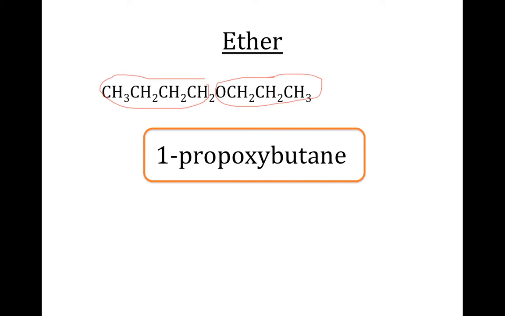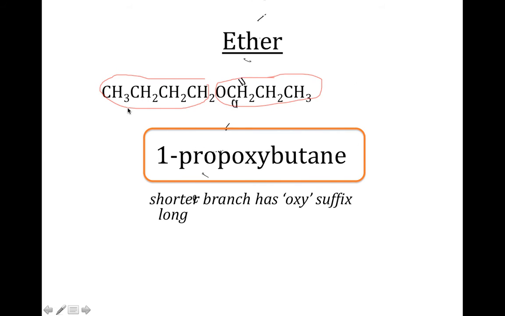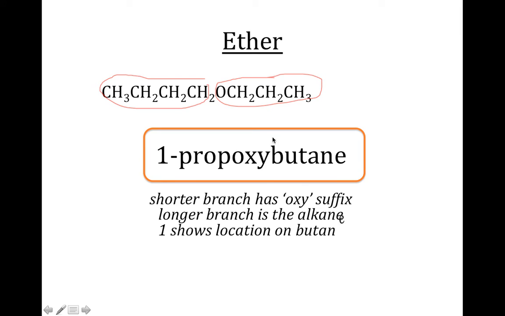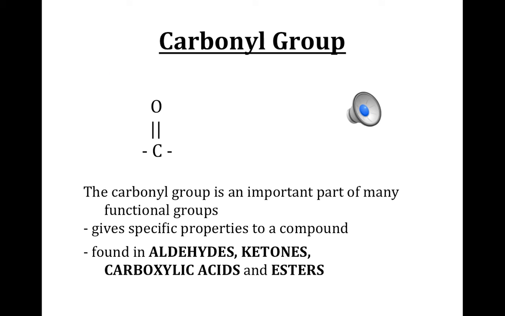Very strange. So we get 1-propoxybutane. We can see it's coming off an end carbon there. The shorter branch was treated as the oxy, and the main chain is treated like an alkane. But technically, if you called this butyl-propyl ether, it would be marked right as well. A lot of times people find that easier.